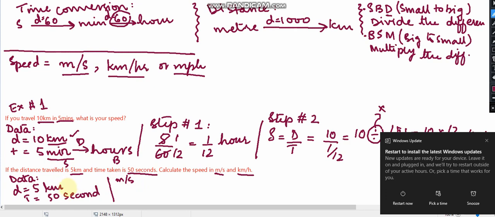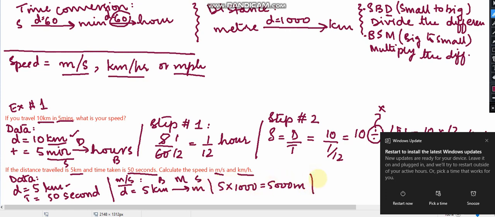So the first thing which we'll be doing, step number one, is conversion. We are converting 5 kilometers into meters. We are doing calculation for meter per second. So distance is converted into meter. So for that, kilometer is bigger and meter is small. So you will multiply the difference, which is 1000. So therefore, it will become 5 multiplied by 1000, 5000 meters.